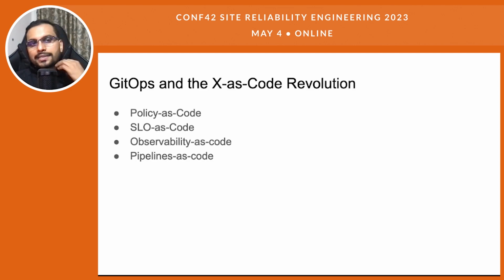GitOps and the X as code revolution. Now, the evolution of GitOps and infrastructure as code brought out more practices that can be declared as code and implemented. Policy as code allows you to enforce organizational and security policies on your code, configuration, and resources. SLO as code. Definitions and tracking of SLOs for a large number of services is very tricky. Codifying them into SLO as code makes it very easy.